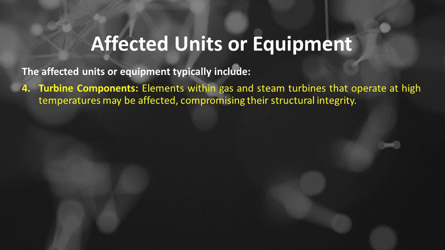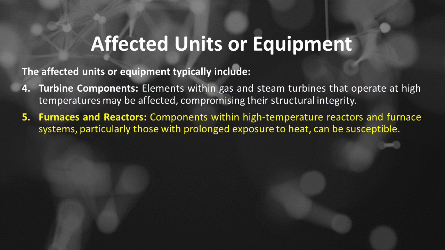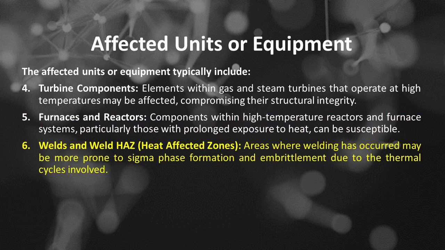Number 4 is turbine components. Elements within gas and steam turbines that operate at high temperatures may be affected, compromising their structural integrity. Number 5 is furnaces and reactors. Components within high-temperature reactors and furnace systems, particularly those with prolonged exposure to heat, can be susceptible. Number 6 is welds and weld HAZ, or heat-affected zones.